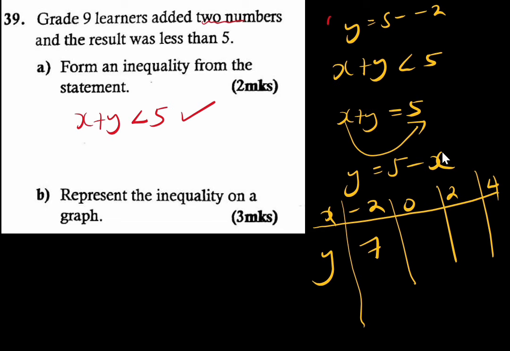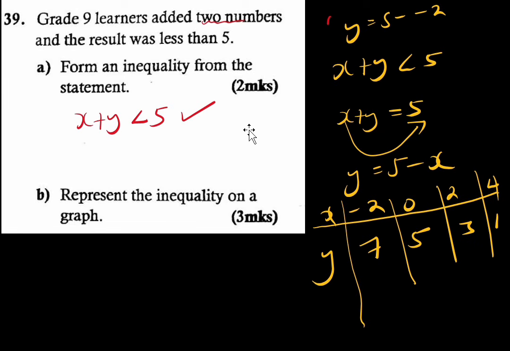When x is 0, I put here 0. So 5 minus 0, we get 5. When x is 2, we put here 2. 5 minus 2, we get 3. And finally, when x is 4, I put here 4. And then 5 minus 4, we get 1. So we're going to plot these points on the graph.